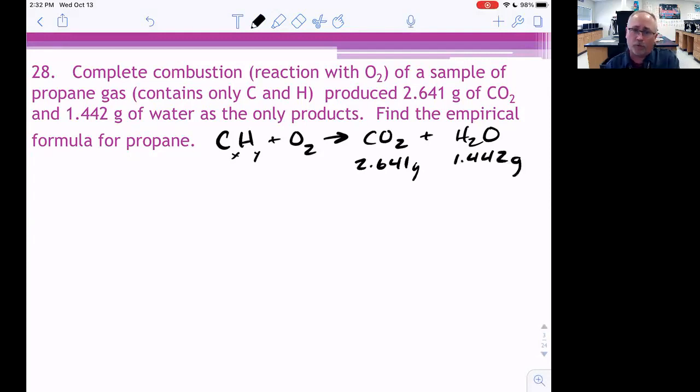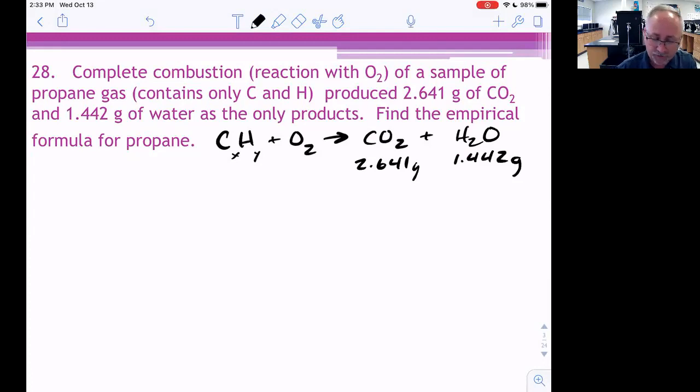Now, in an empirical formula problem, you use your POEM, right? So percent to mass and mass to mole, divide by small, and round or multiply till whole. So we're going to get to a point where we can actually do that. Now here we have carbon and hydrogen, but they're not in the forms of carbon and hydrogen. They're in the forms of carbon dioxide and water.